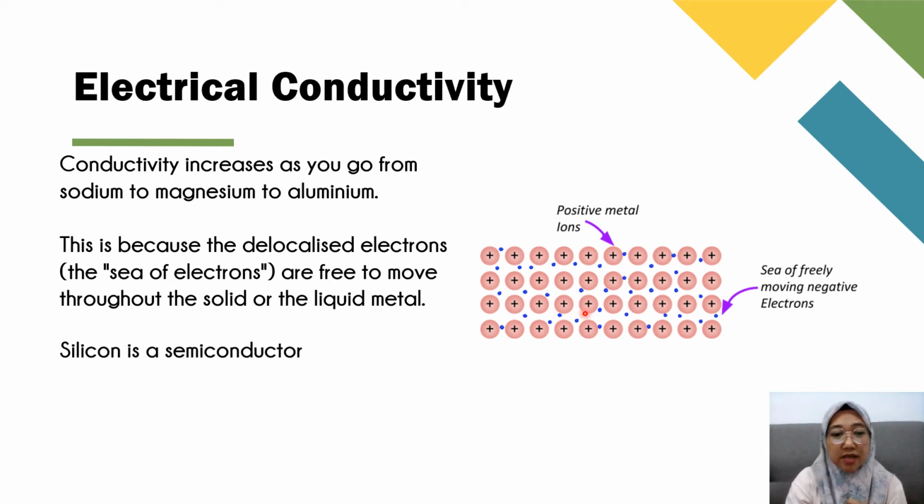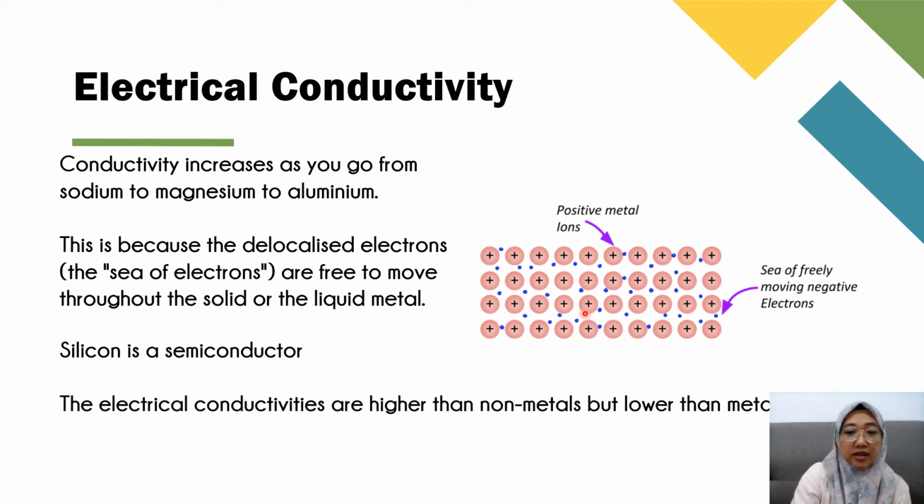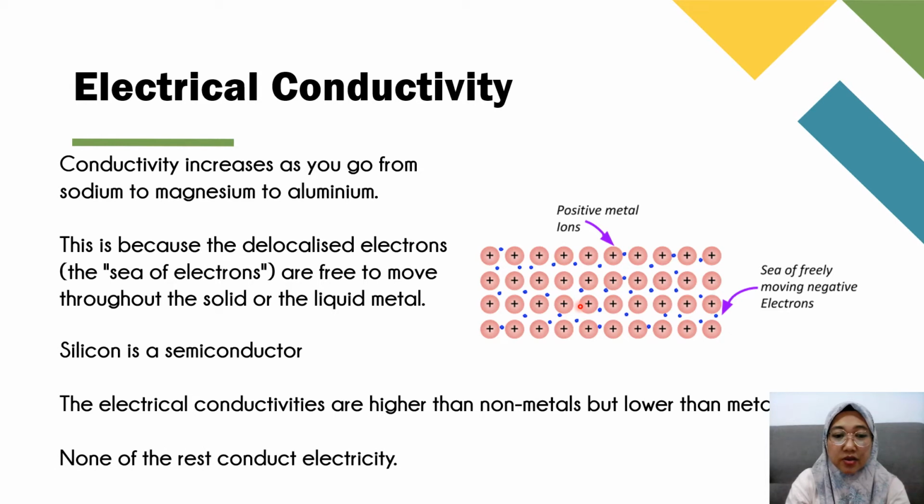Okay, silicon is a semiconductor. Okay, it's a weaker conductor than metal, but better conductor than non-metals. Okay, the electrical conductivities are higher than non-metal but lower than metal. So none of the rest conduct electricity. Okay, for phosphorus, sulfur, chlorine, they can conduct electricity.